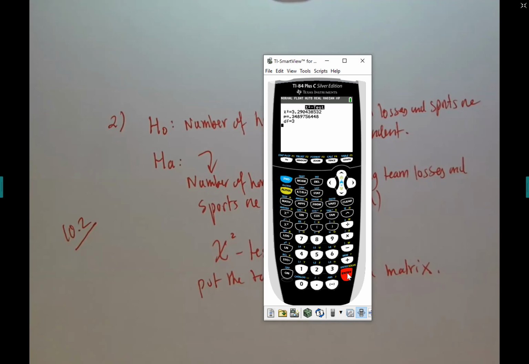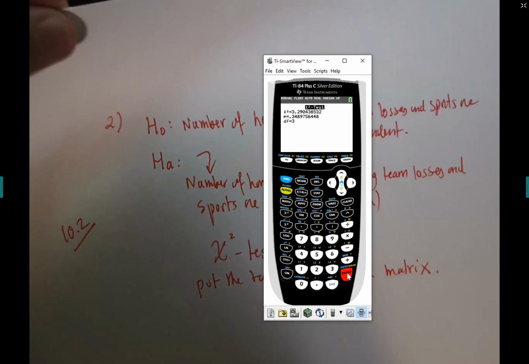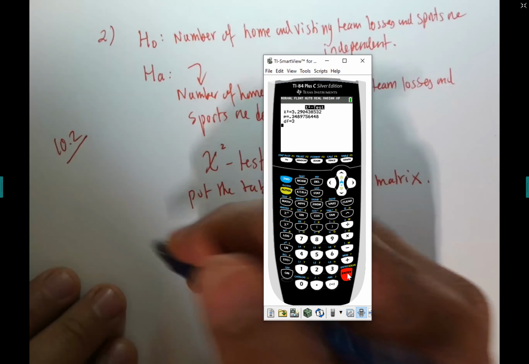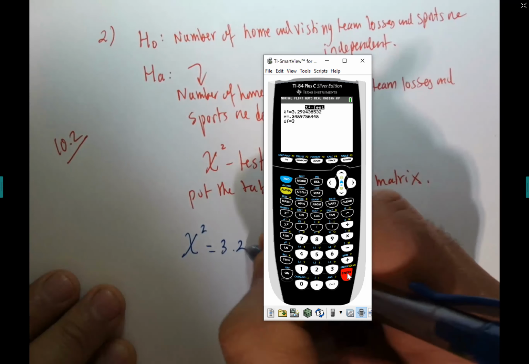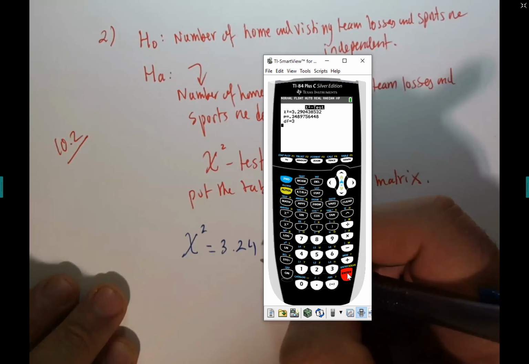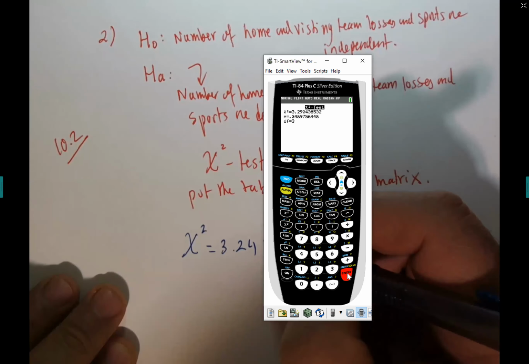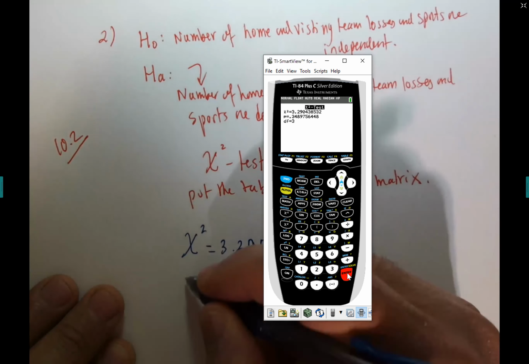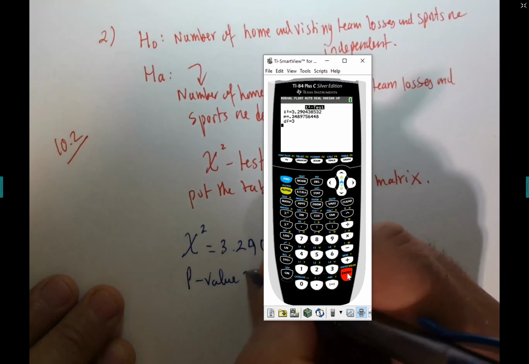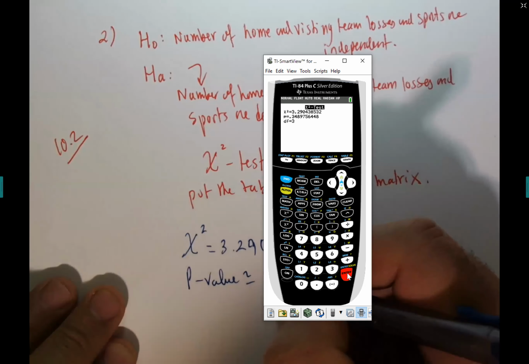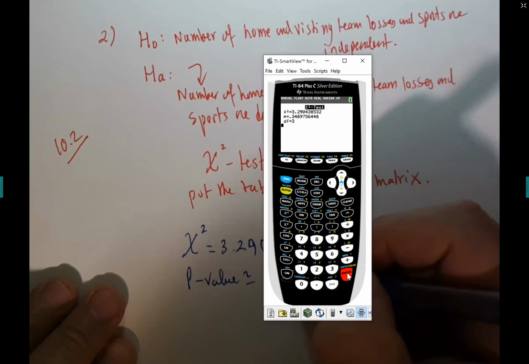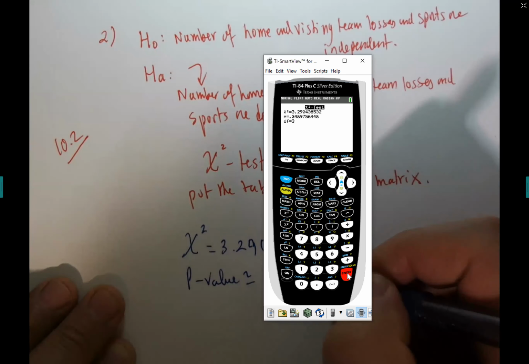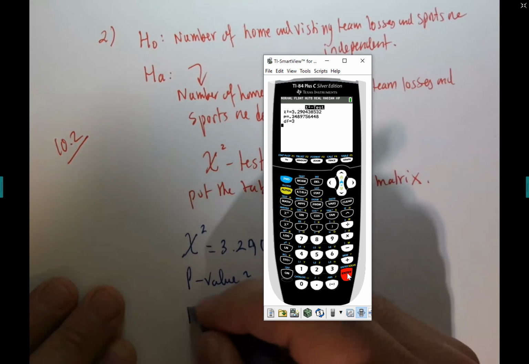So chi-square is 3.290. Usually it's 3 decimal places. And the p-value, as you can see, it's a big p-value here, is 0.3490, which is bigger than alpha. We fail to reject H0.